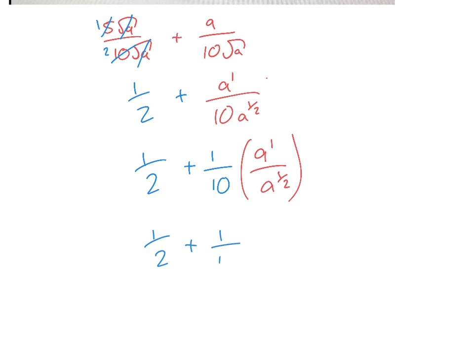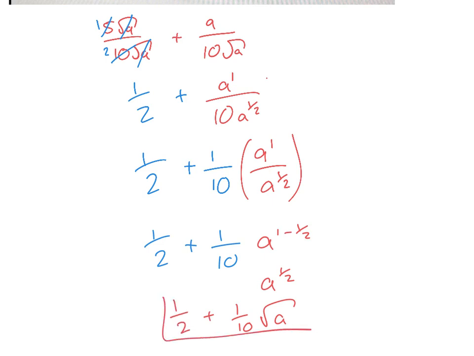Notice how I've taken 1 over 10 out. It's like the multiplying fractions rule in reverse. I've taken the 1/10 out, and we're doing 1 minus a half, which is a half. And that is the square root of a again. So we've actually done the whole question using this idea without really having to resort to multiplying the top and the bottom by the square root of a.